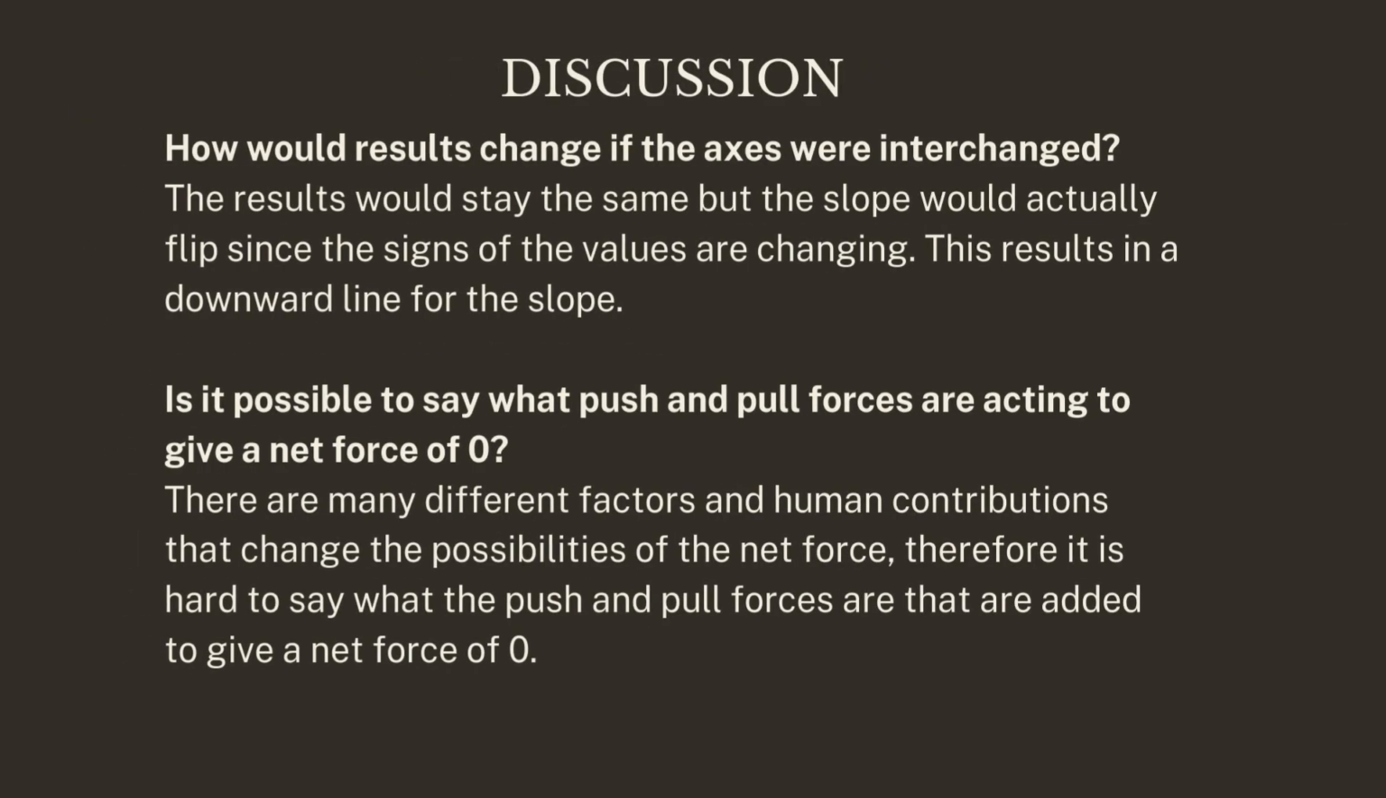And then lastly, to finish off my presentation is a discussion. So I could ask these two questions. My first question is, how would results change if the axes were interchanged? So I would say the results would stay the same, but the slope would actually flip since the signs of the values are changing. And then this will result in a downward line for the slope.